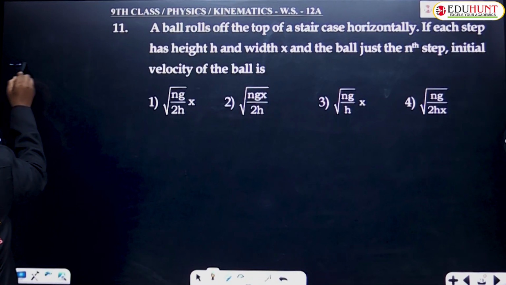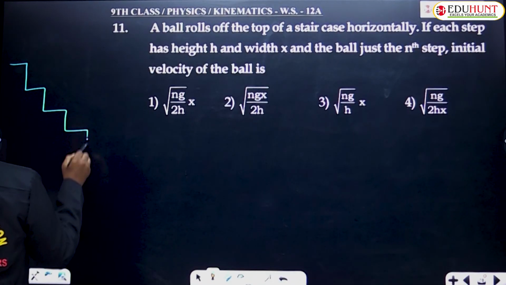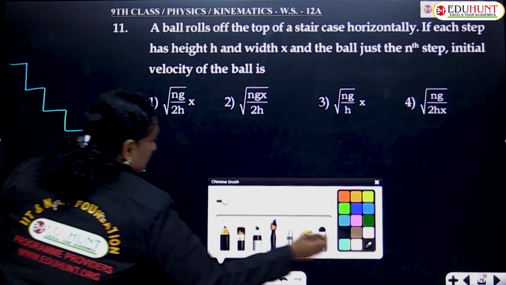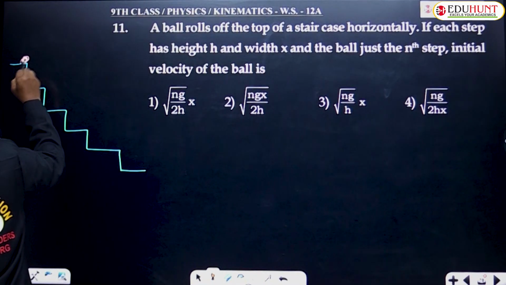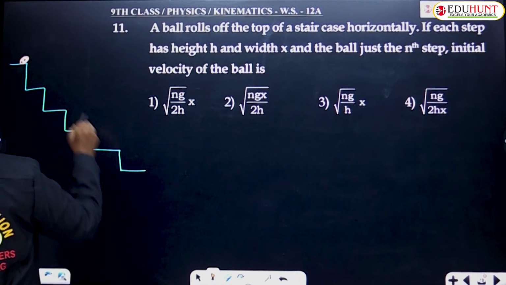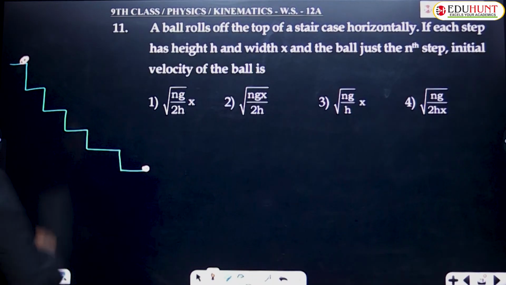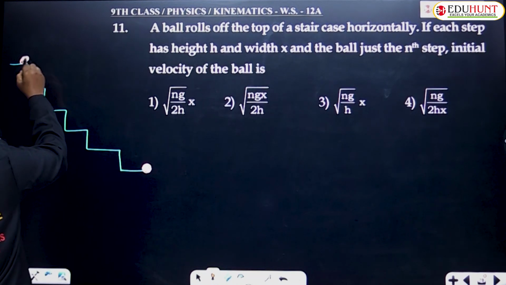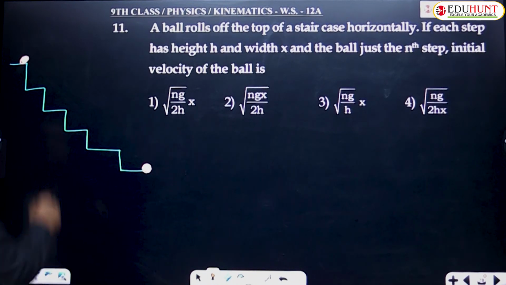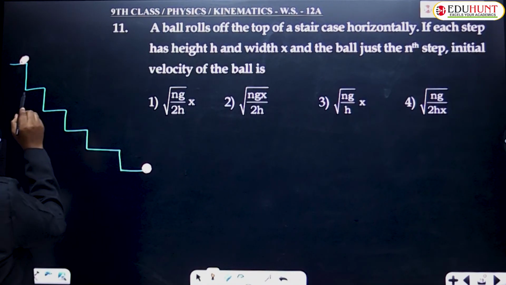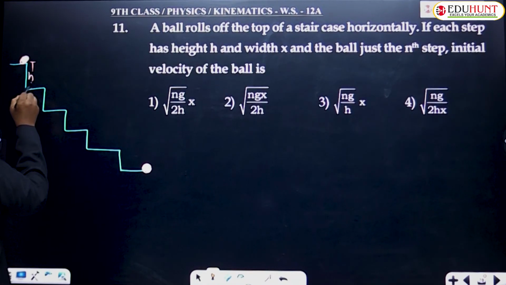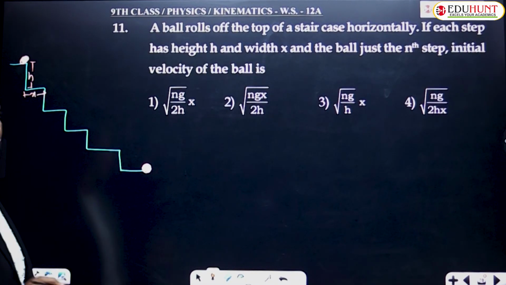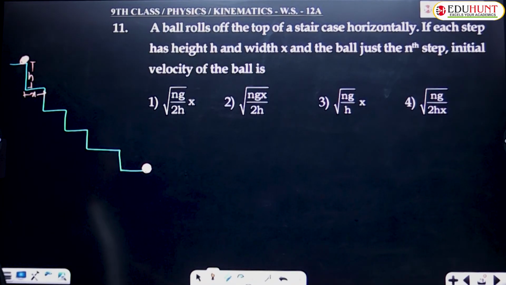So what is there, children? Some number, n number of steps are there, and there is a ball. This ball rolls off from a certain height and falls down the staircase, and it was given that the height of each step is h and the width of each step is x. Like that, how many steps are there, children? N number of steps are there.